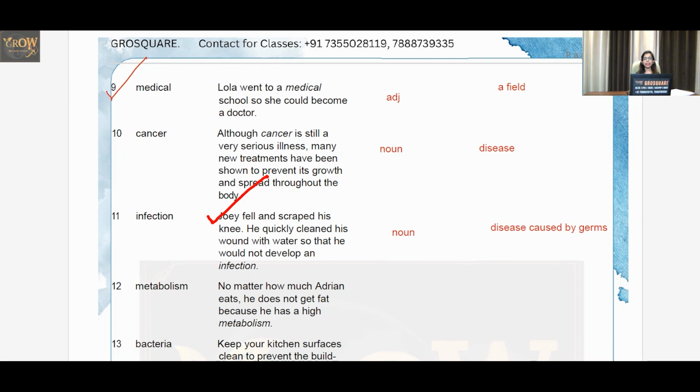ठीक है, कि जॉय जो है वो गिर गया एंड उसका नी जो है उससे स्किन जो है फट गई थोड़ी सी, सो दैट्स व्हाई ही क्विकली क्लीन्ड हिज वाउंड. जो चोट था उसको धो लिया पानी से सो दैट उसको इन्फेक्शन ना हो जाए.